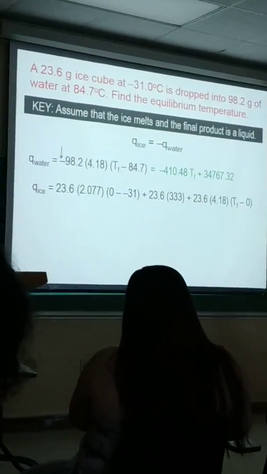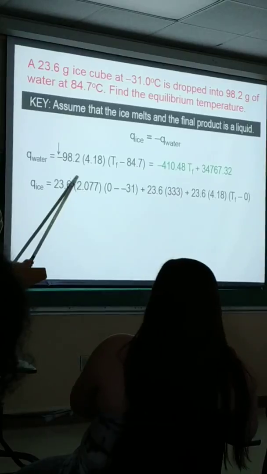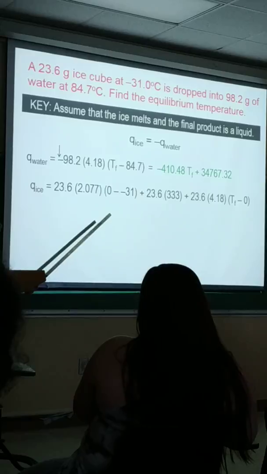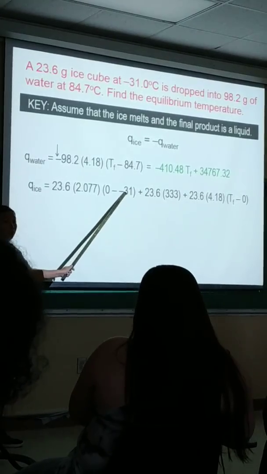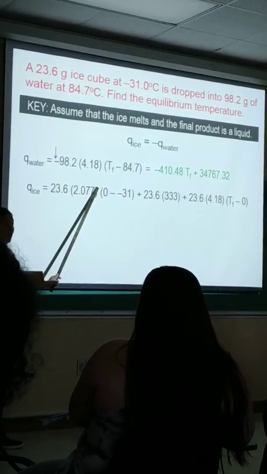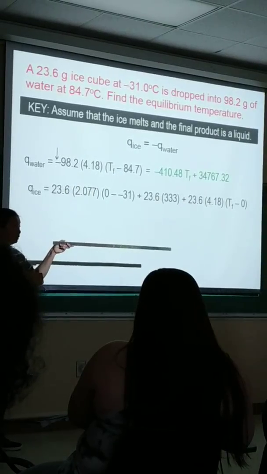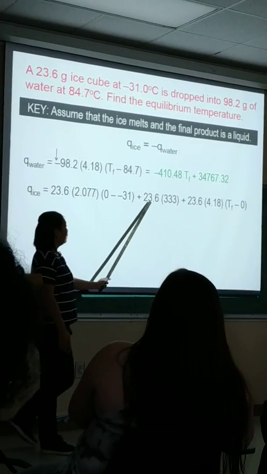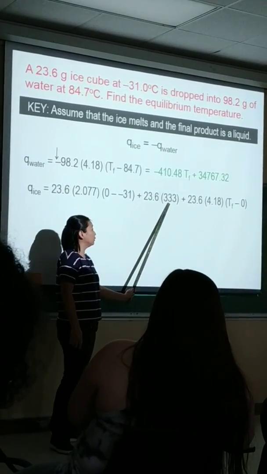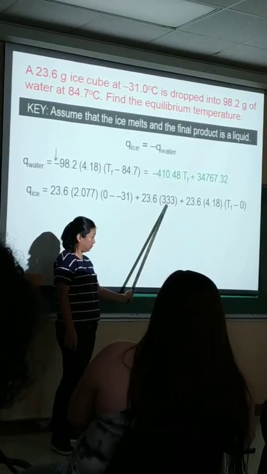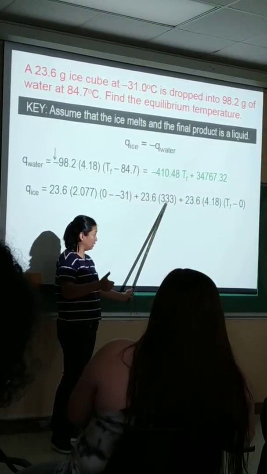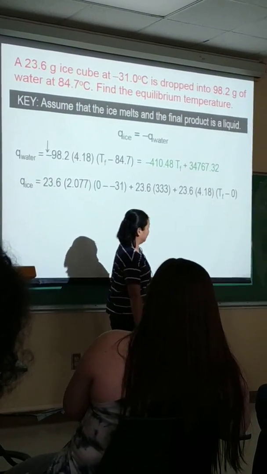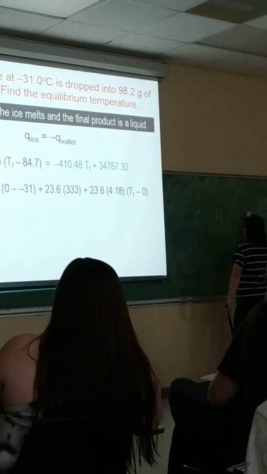Oh, sorry. This is the specific heat capacity for ice. Then see, they go from minus 31 to 0. And remember that flat line? That's where they melted, that you have to calculate with the heat of fusion. Good? Then after that, they will be liquid. Okay, let's do this.